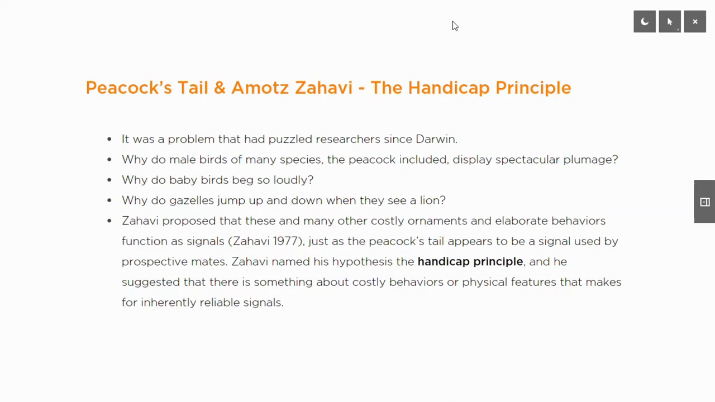Okay, so let me use some colors and some pen. Zahavi was a gentleman who came up with an idea, and this idea is called the handicap principle. And according to him, why do such structures exist? Such costly structures give some inheritable, reliable signal. What does this mean? It will be clear in a second in the coming slides, okay?